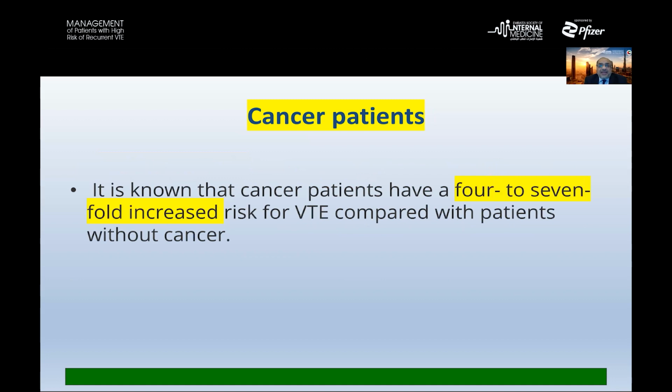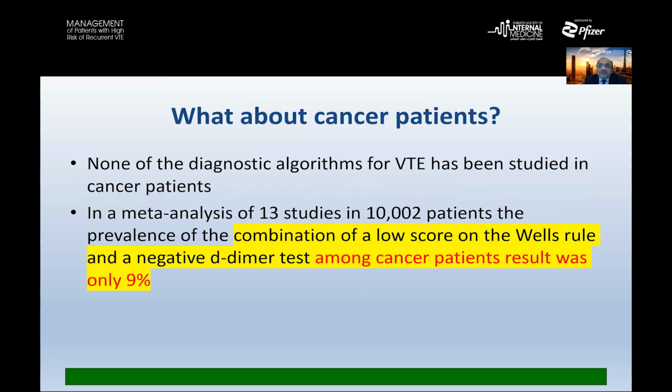And I will come to the last one, which is the cancer patient. There's a 4 to 7-fold increase. With D-dimer and Wells in combination, only 9% is predictable. So you can't rely on the D-dimer and you can't rely on the pretest probability.